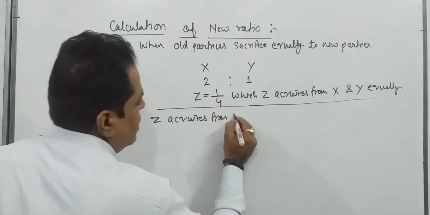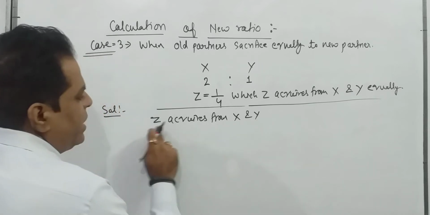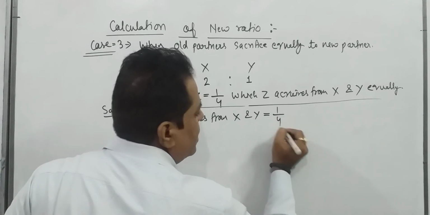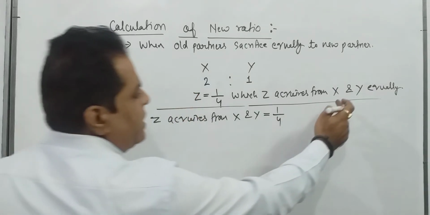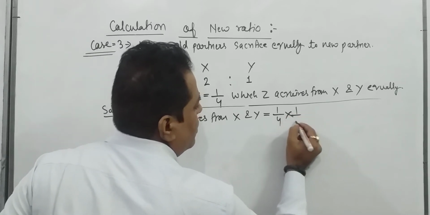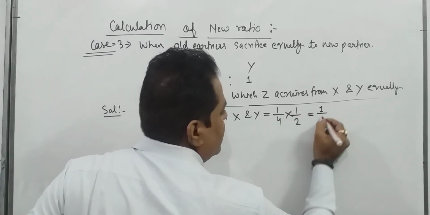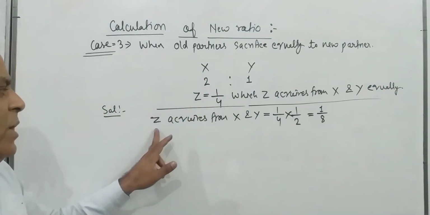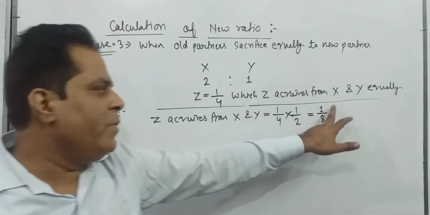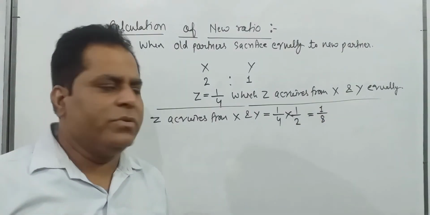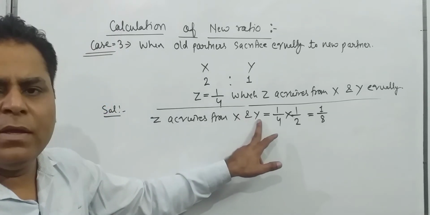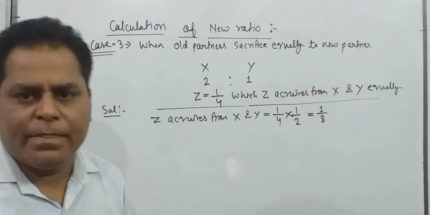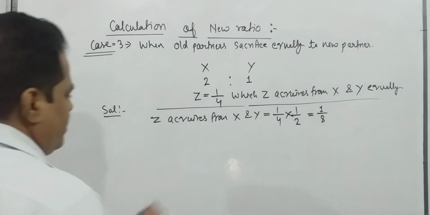from X and Y. Z acquires from X and Y. How much is Z acquiring? Z is acquiring 1/4 share equally from two partners, X and Y. So divide by 2. You will find how much X is sacrificing, how much Y is sacrificing. You can say that Z acquires 1/8 from X and from Y. Or you can say also that X and Y are sacrificing 1/8 to Z. Understood clearly? Now see. So find new ratio.